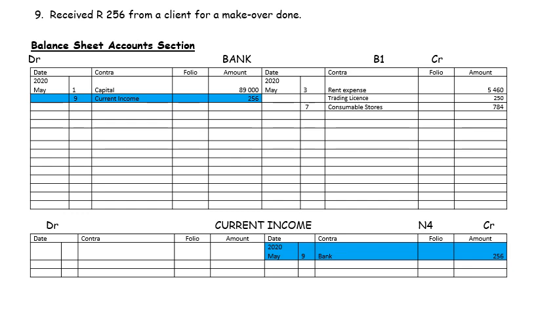We are receiving money from a client for the makeover. We receive money, bank will increase. Why are we receiving this money? It's called current income. Other account concerned will be current income. Income increases on the credit side. There's the debit. Here's the credit.